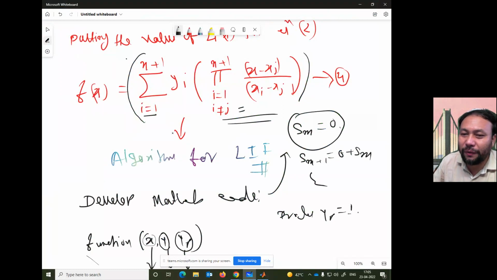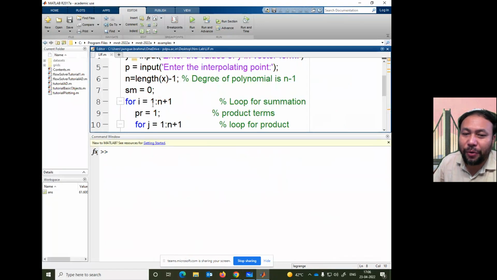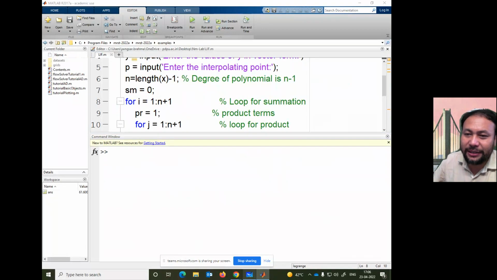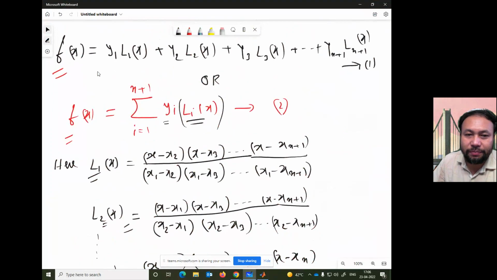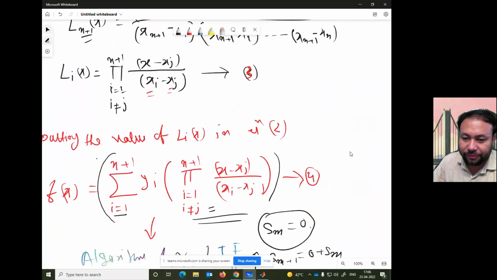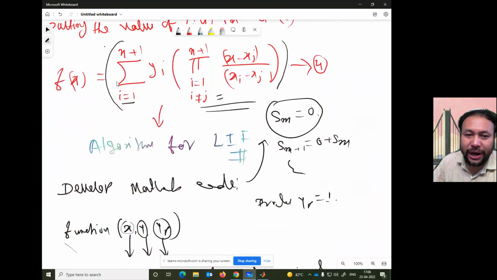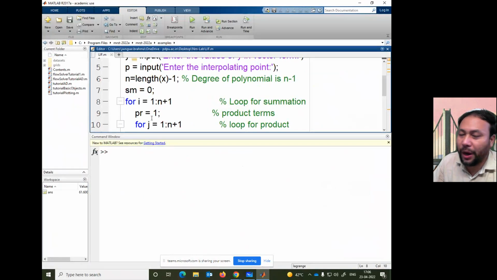Next, I can use the for loop for the product, which is from I equals 1 to n plus 1 here also. Come up here, I will move from 1 to n plus 1, because in the Lagrange's interpolation equations, look here, these equations are 1 to n plus 1. So it is moved like this. The logic is that I am first trying to target the summation, then I'll target the product. That's why in the second I have written here product.